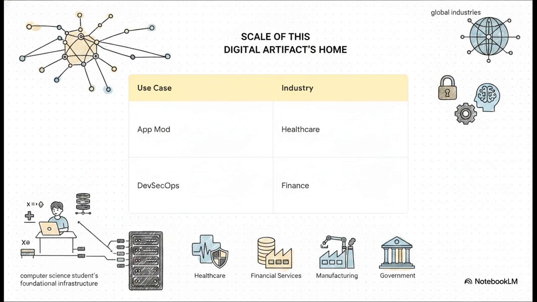It categorizes its offerings by industry: healthcare, financial services, manufacturing, and government. Take a moment to really think about that scale. The exact same foundational infrastructure that is currently supporting a computer science student's homework is also simultaneously securing the application modernization for global banks, protecting sensitive healthcare data, and running mission-critical government infrastructure. The true massive scale of this digital artifact's home really starts to come into focus.